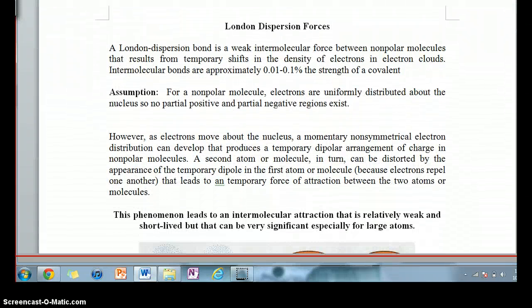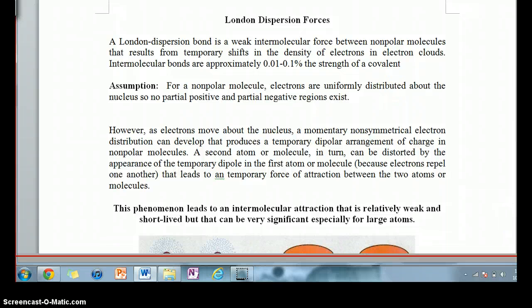Okay, so our weakest kind of intermolecular force is London dispersion forces. Notice these are only 0.01 to 0.1% the strength of a covalent bond. Okay, so much, much, much weaker than even the weakest intramolecular force.